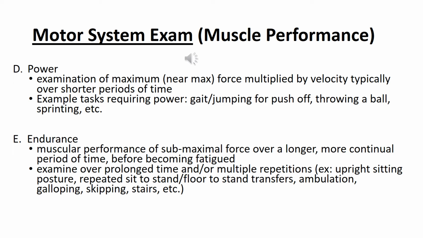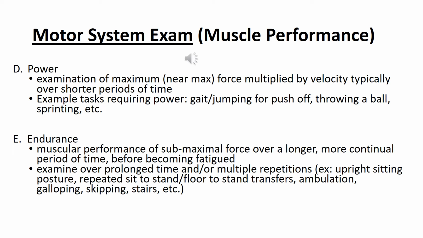As opposed to endurance, this is the muscle's performance at a lower level or a sub-max force, but it's going to be over a more prolonged, continuous period of time until the muscle becomes fatigued. So when you think about examining endurance in a child, you might take a look at their ability to maintain a certain posture over a period of time, such as sitting balance. Maybe the child can only maintain an upright sitting balance for 30 seconds before they start to show compensatory passive strategies like rounding their shoulders and a posterior pelvic tilt. That would be an example of muscular endurance.